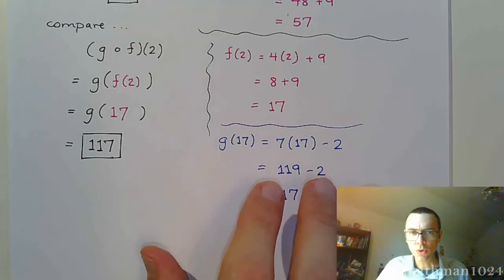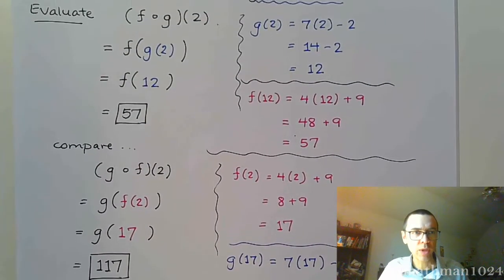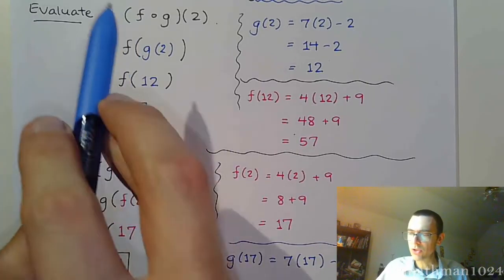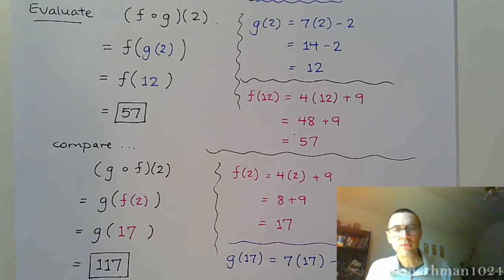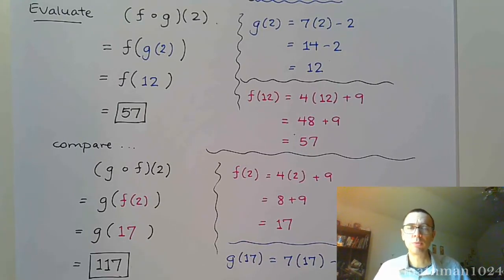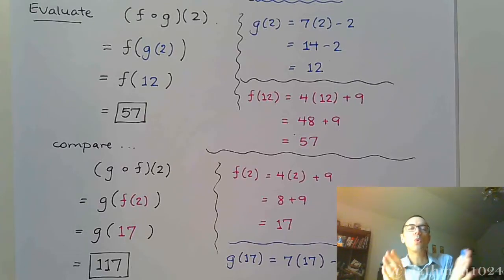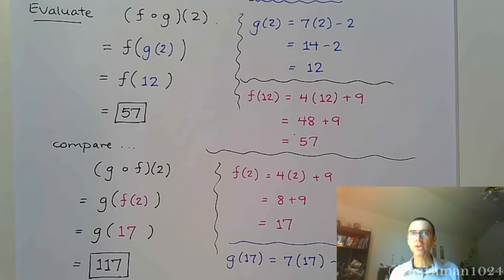So you see that the order definitely makes a difference. Okay? When I did f of g of 2, I got 57, but then g of f of 2, I got 117. Not even close to the same number. So order does make a difference. And you know this if you've ever worked on an assembly line, right? If all you're doing is one particular thing to whatever's coming down the assembly line, and the person after you does something different, if you guys swap the order in which you do things, you're going to get a totally different result.